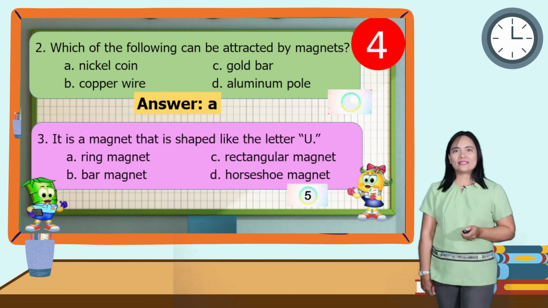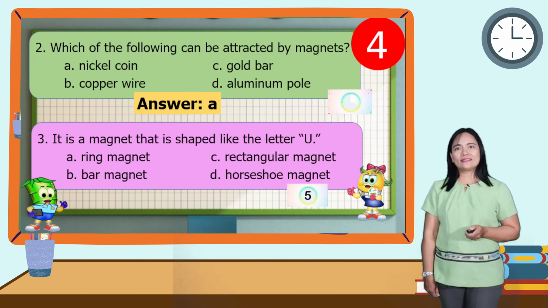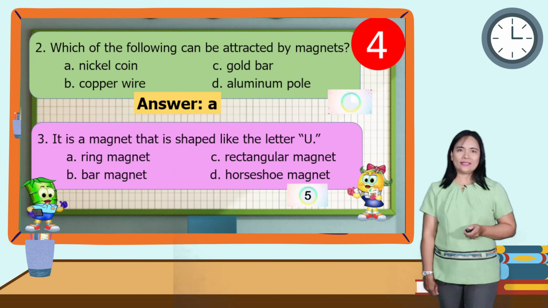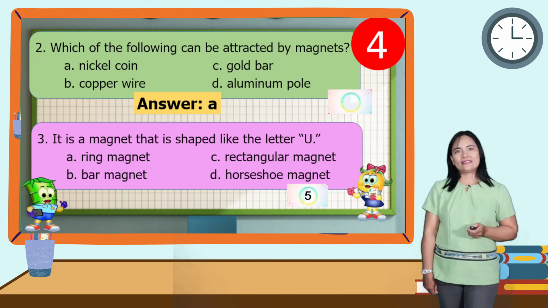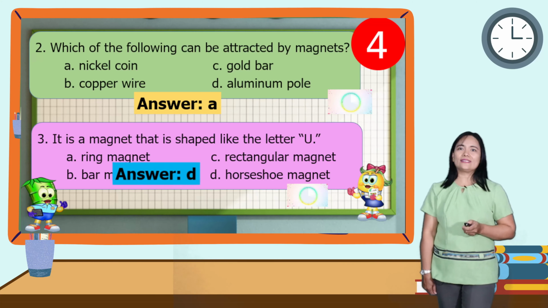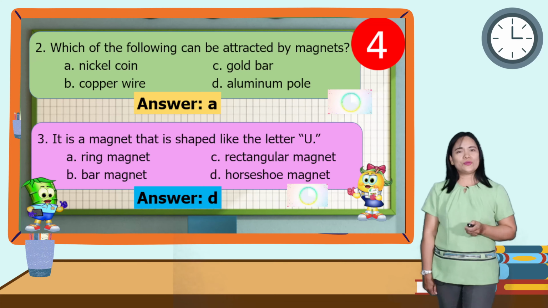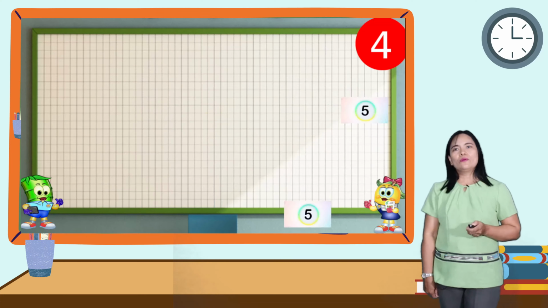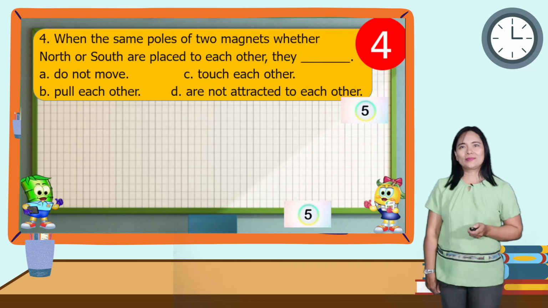What about number 3? It is a magnet that is shaped like the letter U. A, ring magnet, B, bar magnet, C, rectangular magnet, D, horseshoe magnet. 5 seconds starts now. Okay, time is up. The correct answer there is letter D, horseshoe magnet. Did you get it right, learners? Okay, very good.